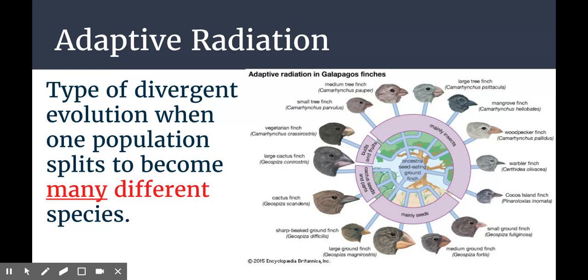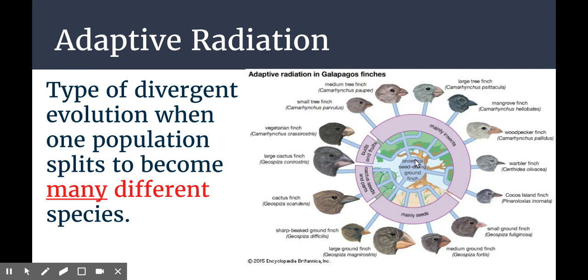Next, we're going to look at a very specific type of divergent evolution. This is called adaptive radiation. Adaptive radiation is a type of divergent evolution where one founding population splits to become many different species. And this happens kind of rarely, and it requires specific circumstances. What happened with Darwin's finches on the Galapagos Islands is an example of adaptive radiation, and here's why. What happened was you had one founding population of ancestral seed-eating ground finches. So there they are at the center.